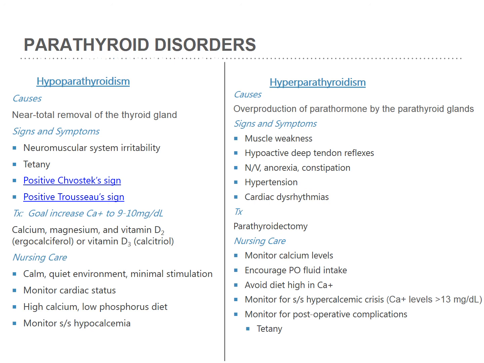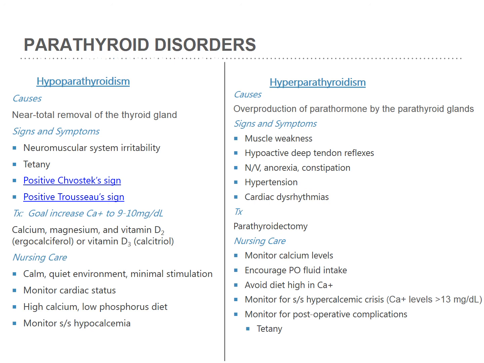In hypoparathyroidism, the causes would be removal of the thyroid gland. This is where the parathyroids have been damaged and they no longer can help to regulate the amount of calcium in the blood, so patients will end up with low calcium. Signs and symptoms: they'll have neuromuscular system irritability, tetany, positive Chvostek's sign, and positive Trousseau's sign. If you haven't seen a little video of those two hypocalcemia signs, you should YouTube them. If I were doing this lecture in class, I would show you here because it's on my screen and show you the difference between the two signs.